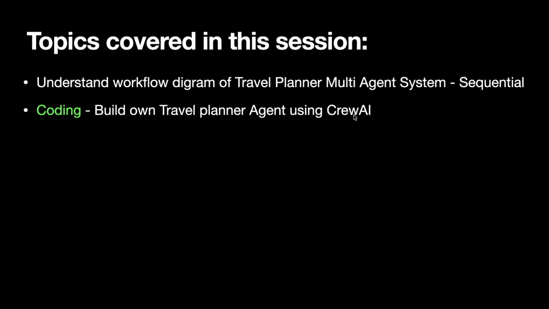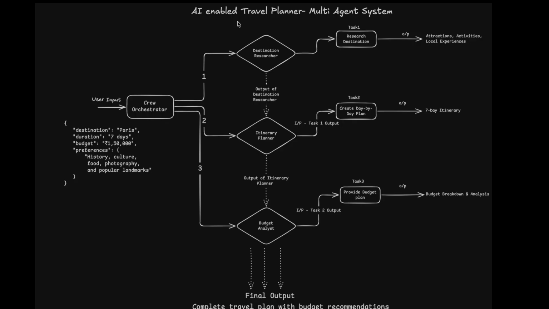First, we'll understand the entire block diagram of agents, tasks, everything, so that when we are getting into the coding part, we'll have a clear understanding. Then we are going to the coding part. Here we are going to build our own agent, that is travel planner agent, using a CrewAI tool. For example, here we are building a travel planner agent using a multi-agent system where multiple agents are involved.